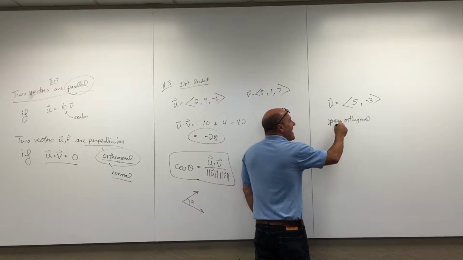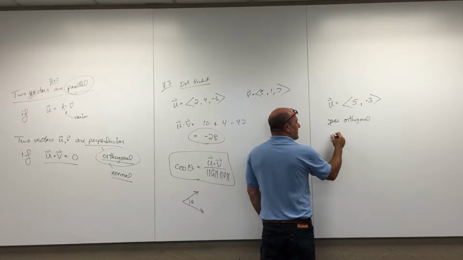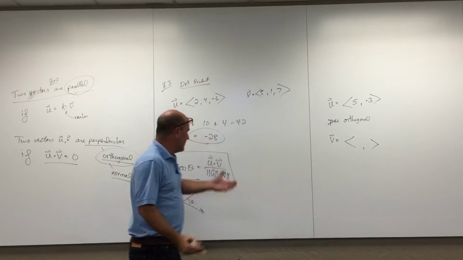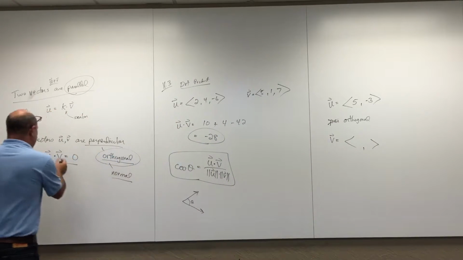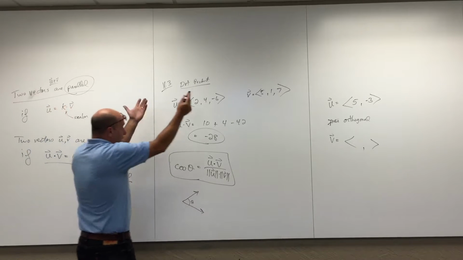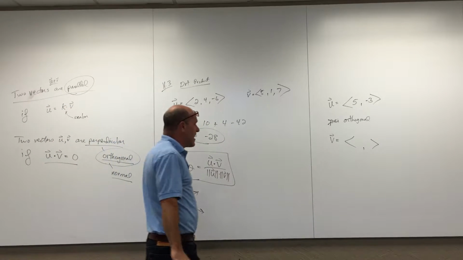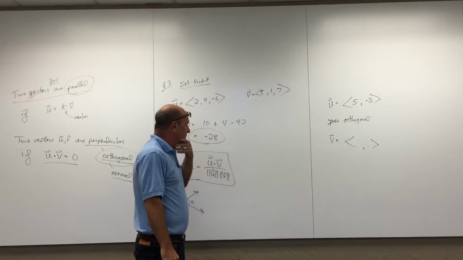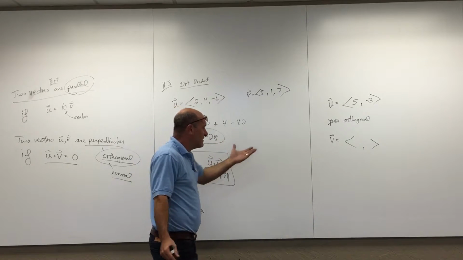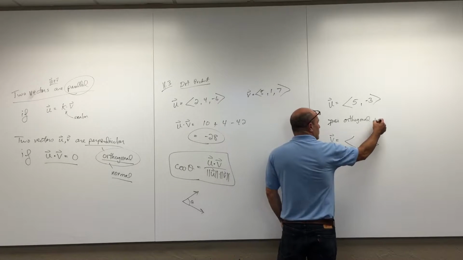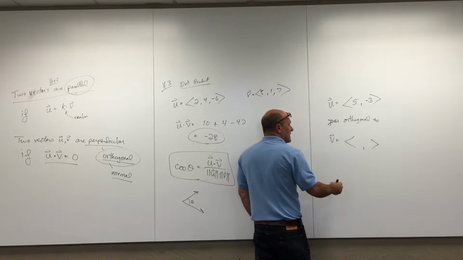Can you find an orthogonal vector or a perpendicular vector? Well, here's the deal. The dot product needs to be 0. You know how to do a dot product. Can you just think this through and figure this out? How do you come up with an... Anybody?